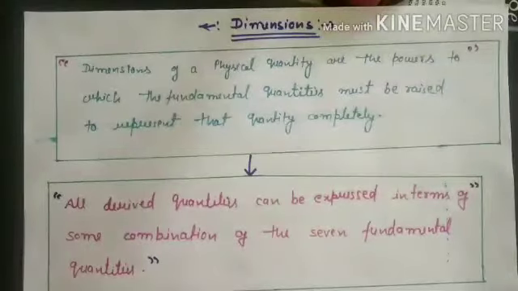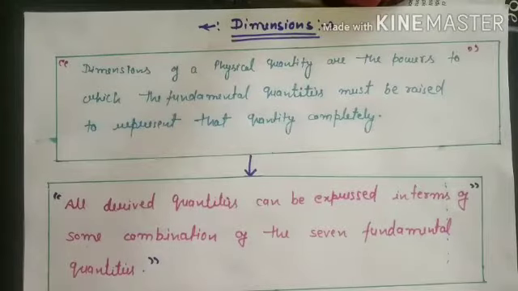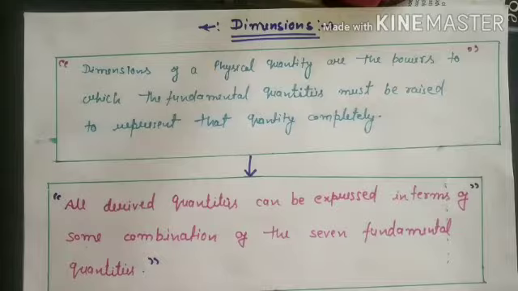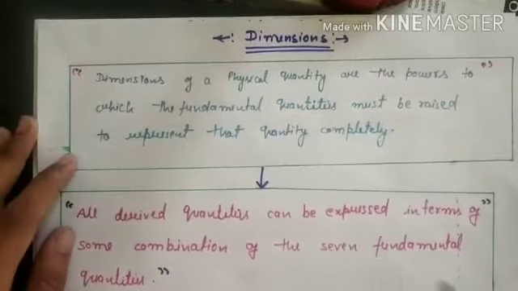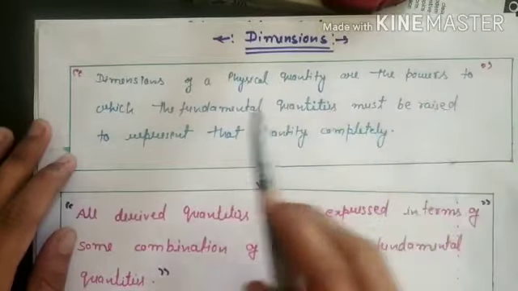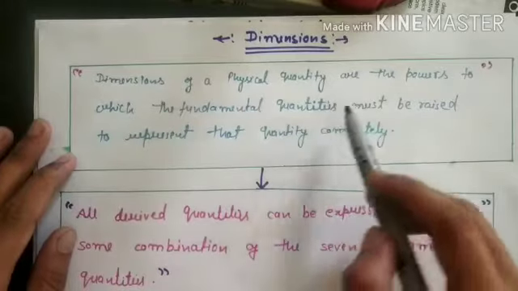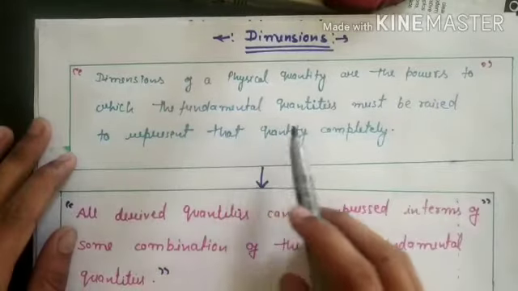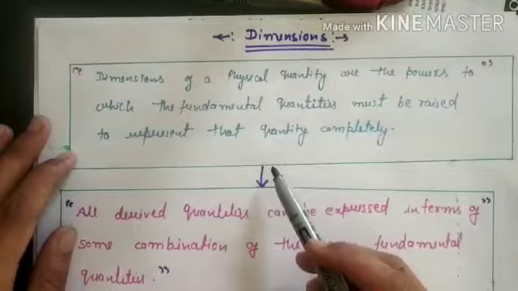So students, in this video we will cover the topic dimensions and its applications. First of all, we will study about dimensions. So what are dimensions? Here's a definition. Dimensions of a physical quantity are the powers to which fundamental quantities must be raised to represent that quantity completely. So what does it mean?